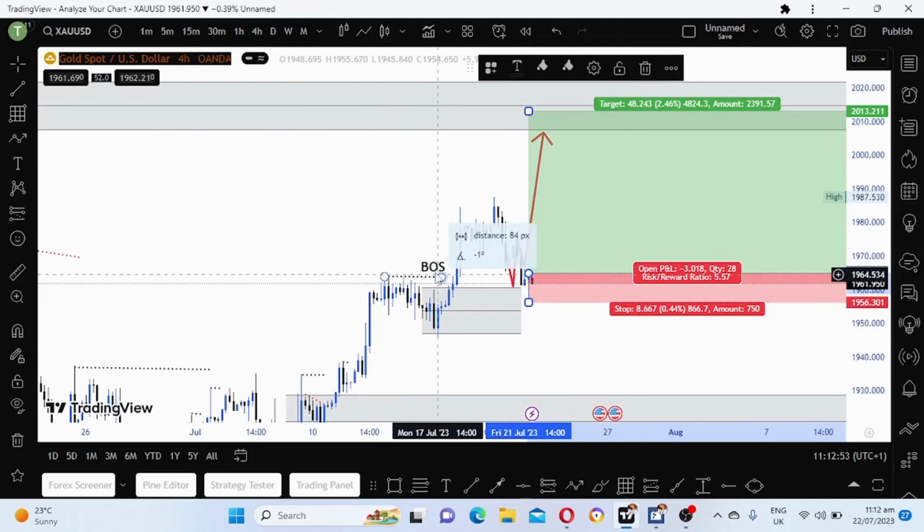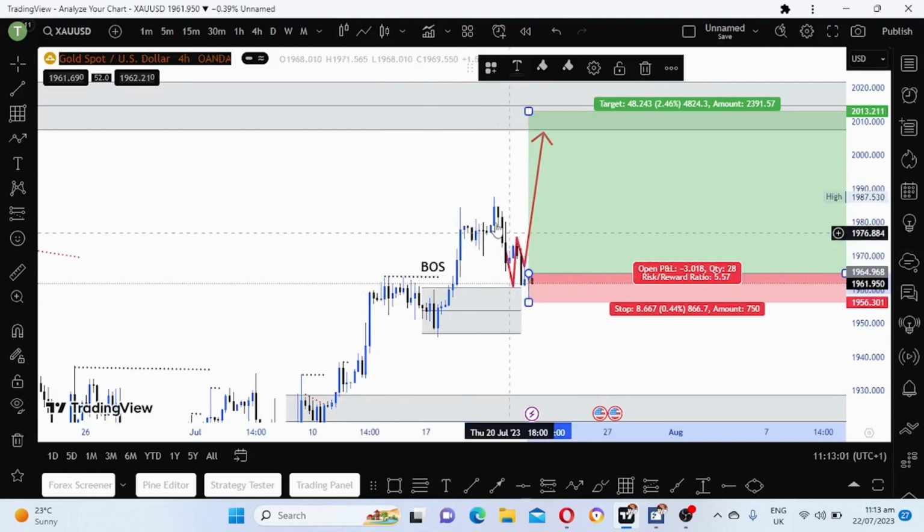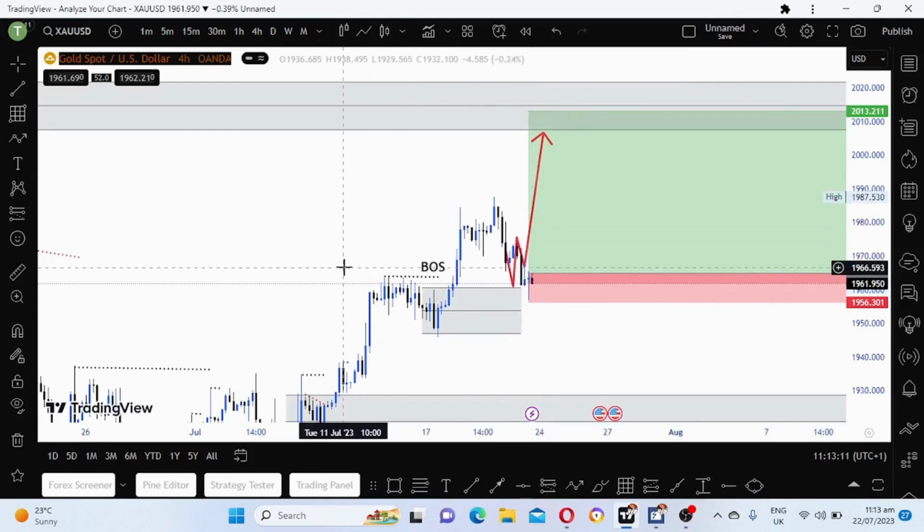We are already in a bullish trend, as you can see on H4. We are making highs, higher lows, highs, and higher lows. So I will just wait on Monday for price to break this high. If it breaks the high of these two candles, then I will buy. So that's my view on gold, guys.